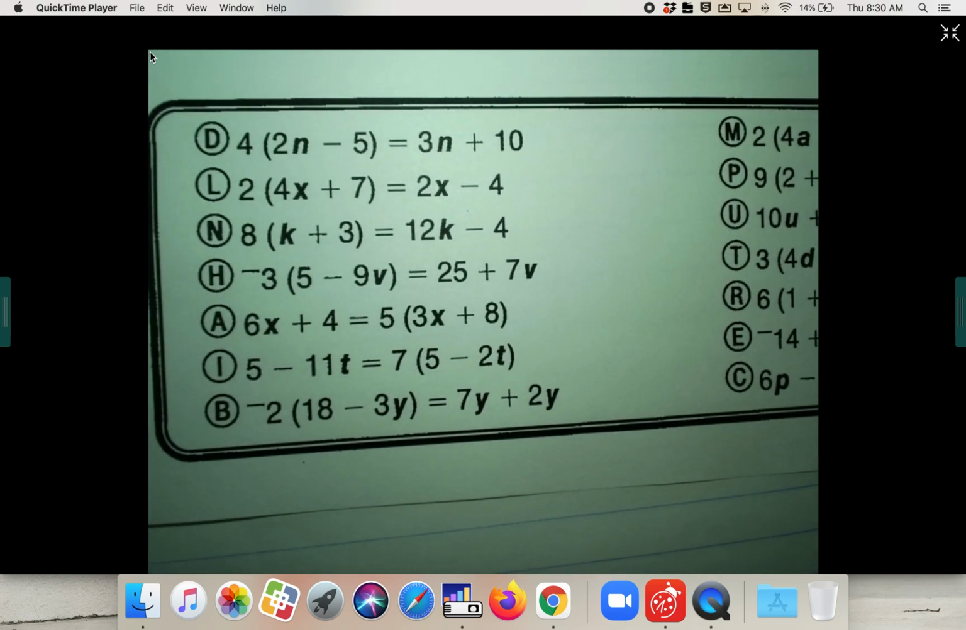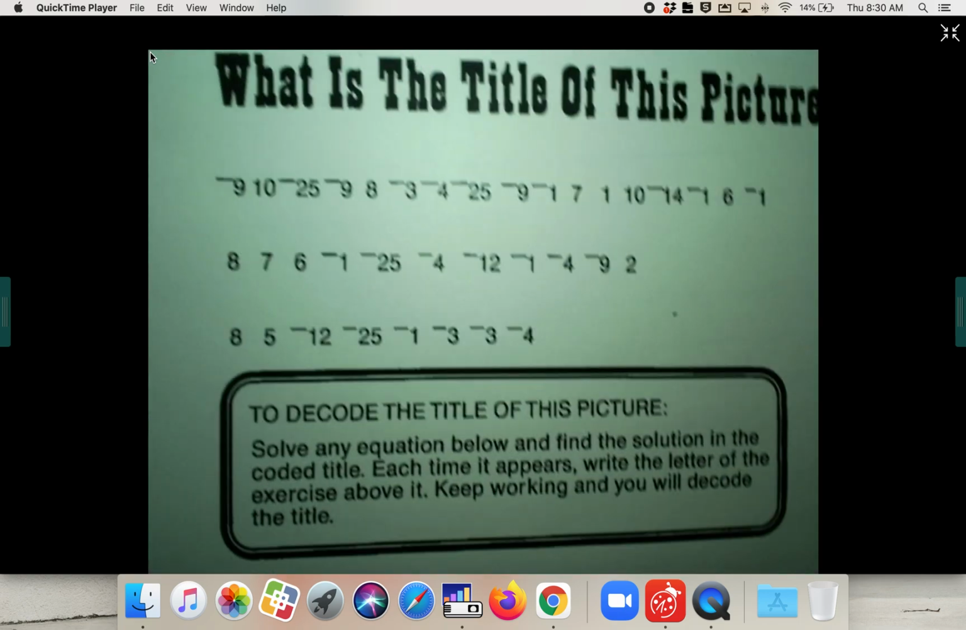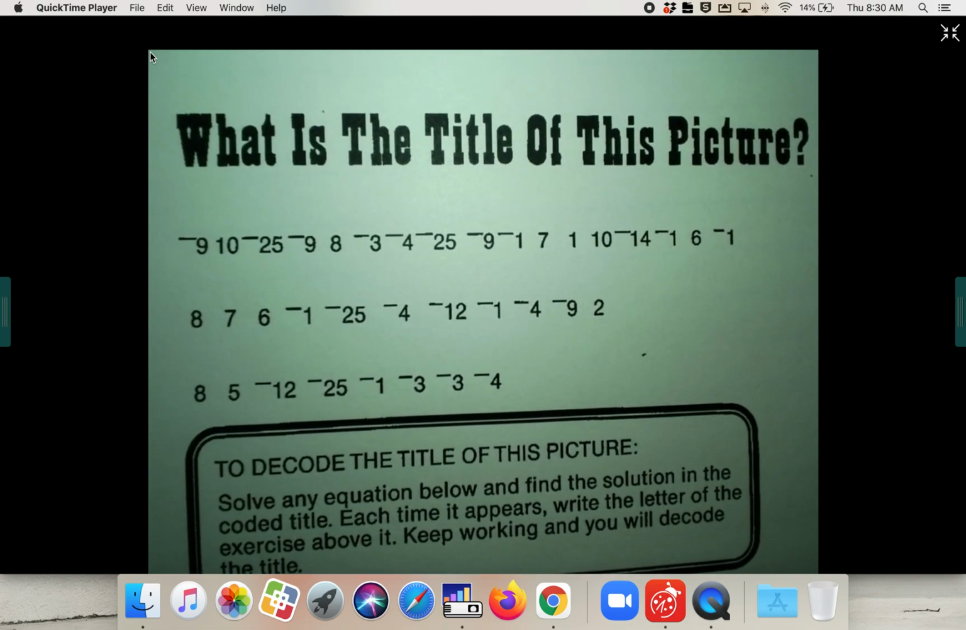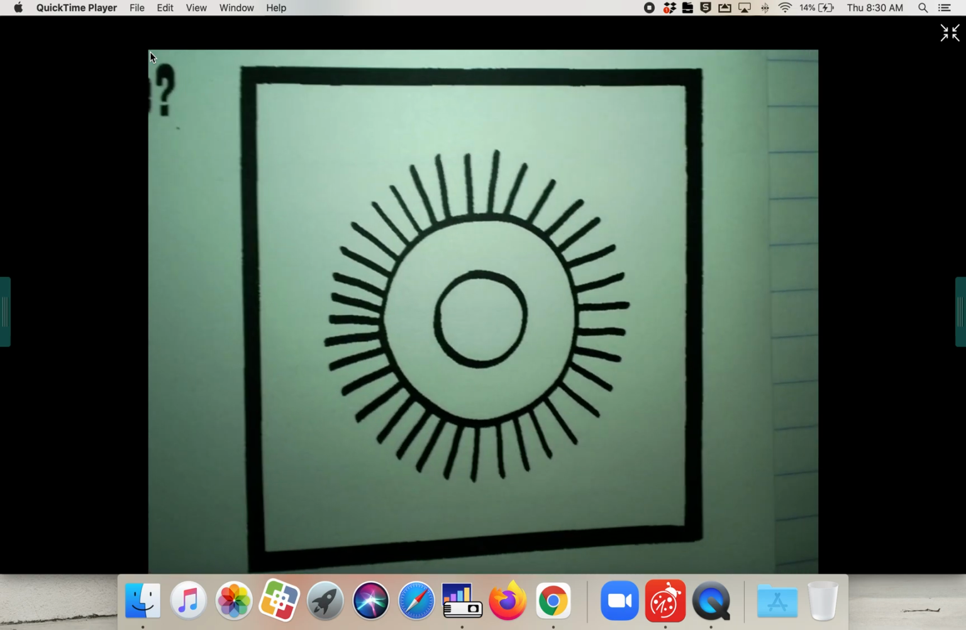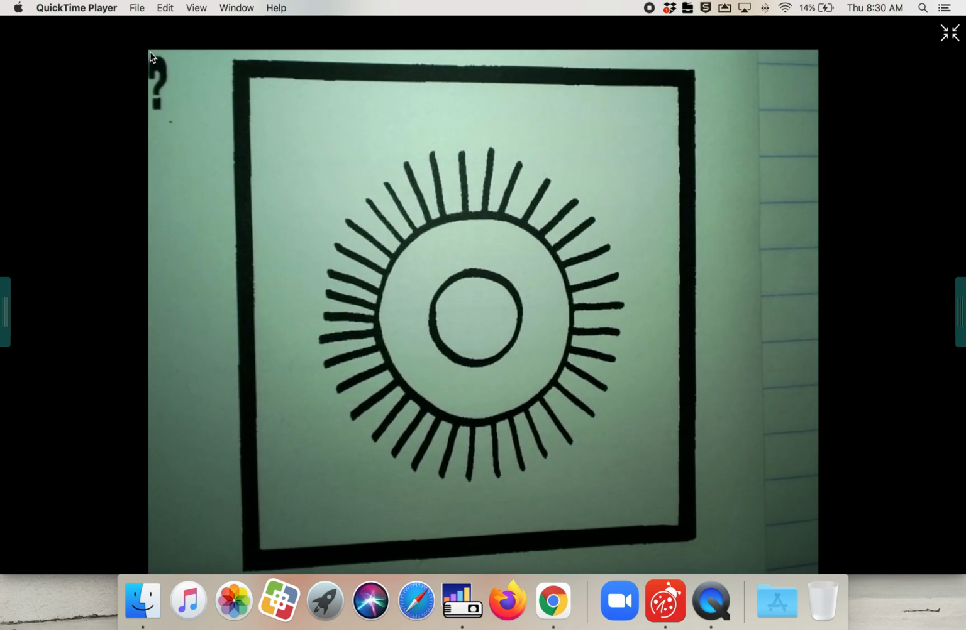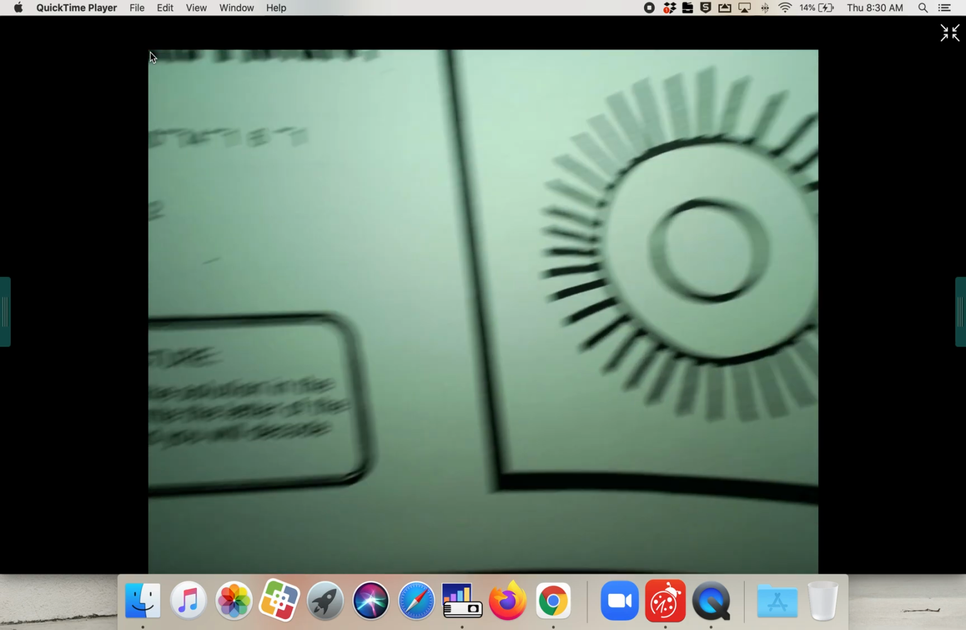But here are your letter choices. And again, here is the puzzle. What's the title of this picture? And let me show you the picture. It kind of looks like a sun or an eyeball, we've decided. So we will see what we think it is.